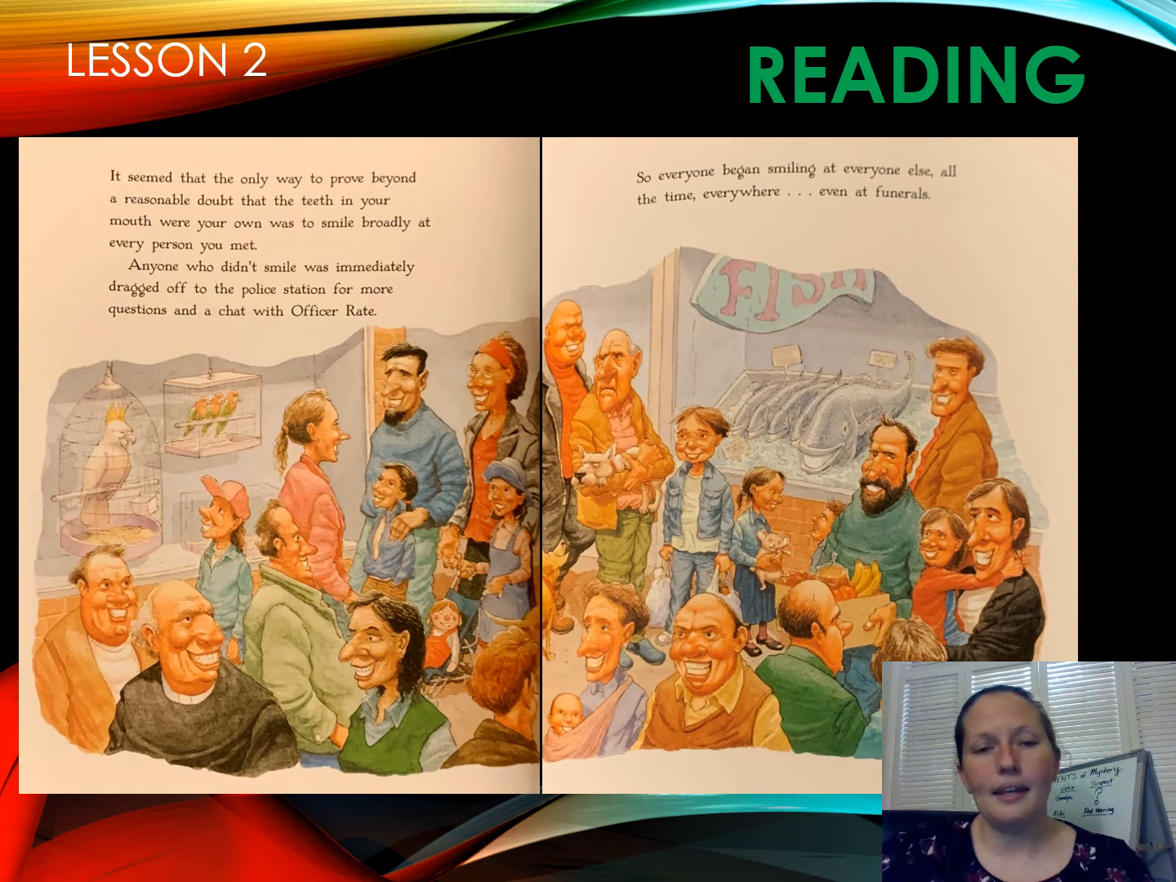Right there, if we look around, everyone is smiling, even the birds, even the kids, even the fish in the background. The only ones not smiling are Grandpa and his dog.